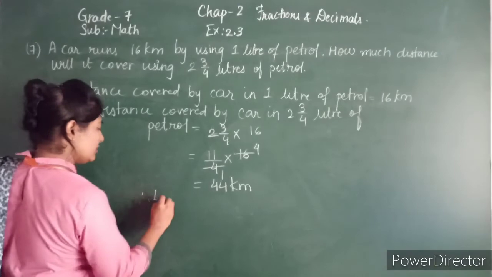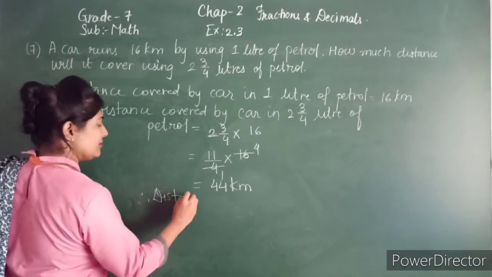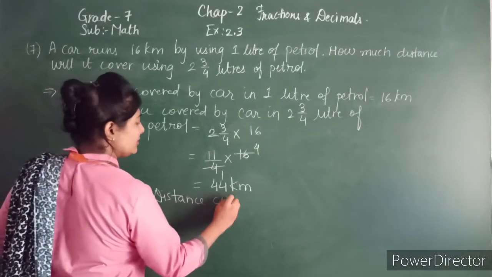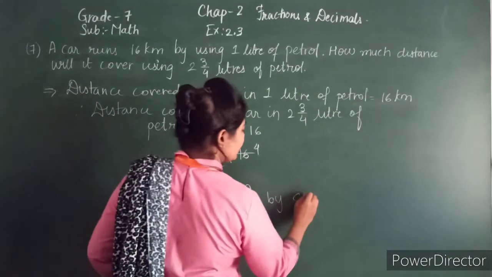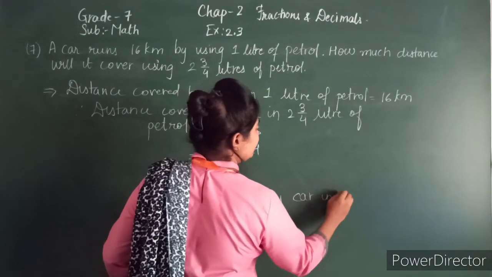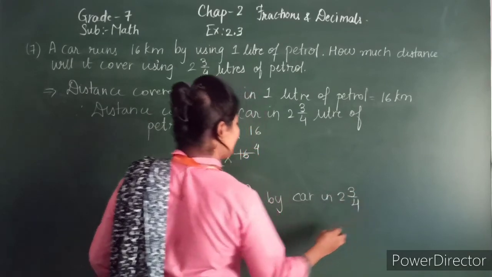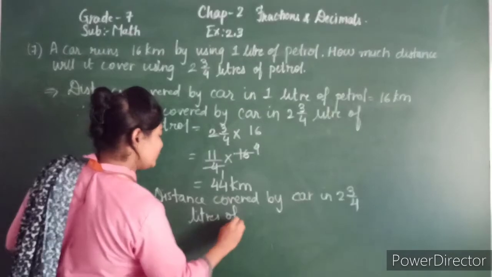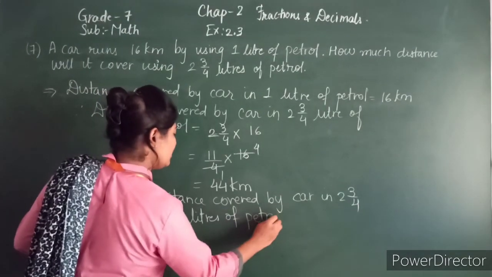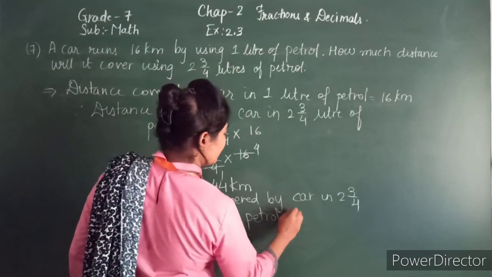Therefore, distance covered by car in 2 3/4 liters of petrol is 44 kilometers.